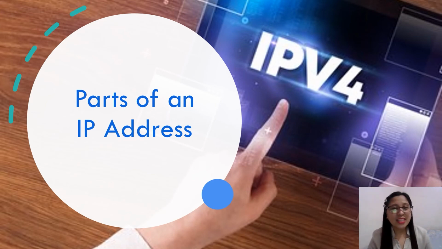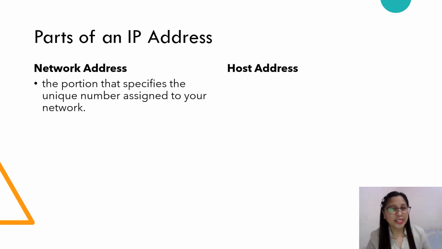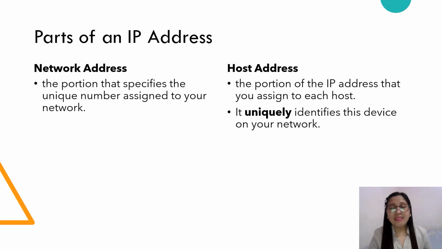We will now examine the parts of an IP address. An IP address has a network address and a host address. The network address is the portion that specifies the unique number assigned to your network. The host address is the portion of the IP address that you assign to each host or device. It uniquely identifies this device on your network.